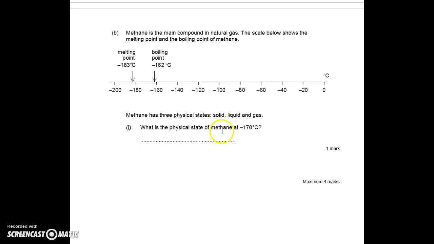So what's the physical state of methane at negative 170? So negative 170 is in between those two, and so it will be a liquid, okay? A liquid for 1 mark.